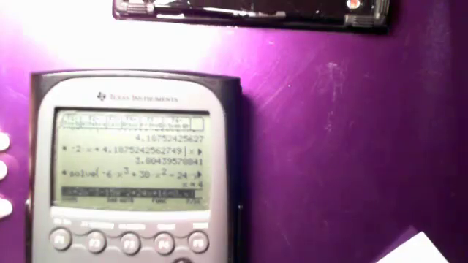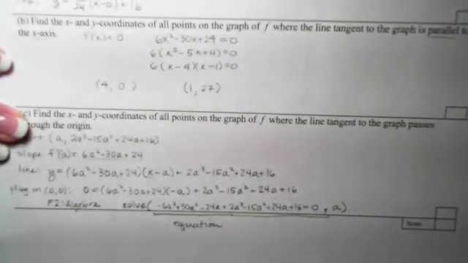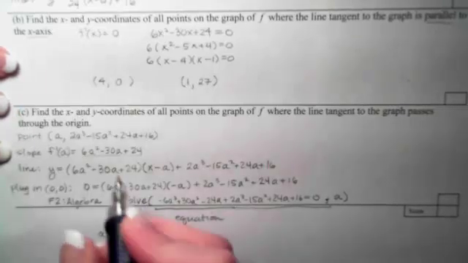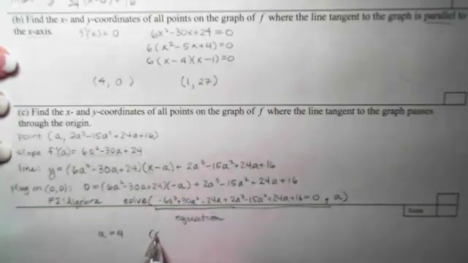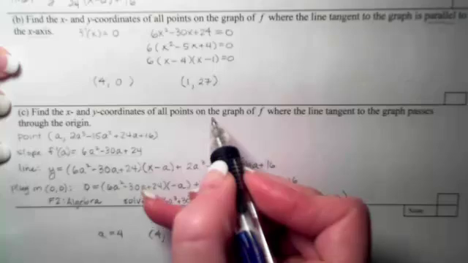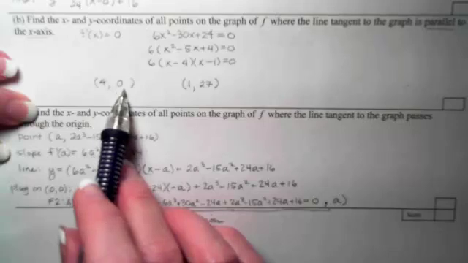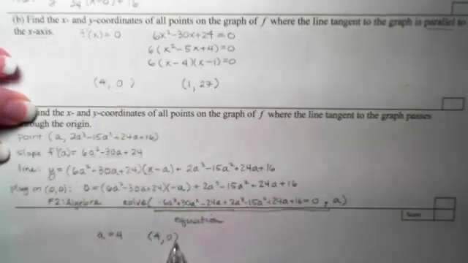Hit enter, and I can see that the only solution I get is a equals 4. So back on here, I will write that a equals 4, and it said we want the x and y coordinates, so that a is the x coordinate only, which means I've got to plug that 4 back into the original function way up at the top. And notice here in part B I already plugged 4 in, so I already know the y coordinate is going to be 0. So there is my final answer.